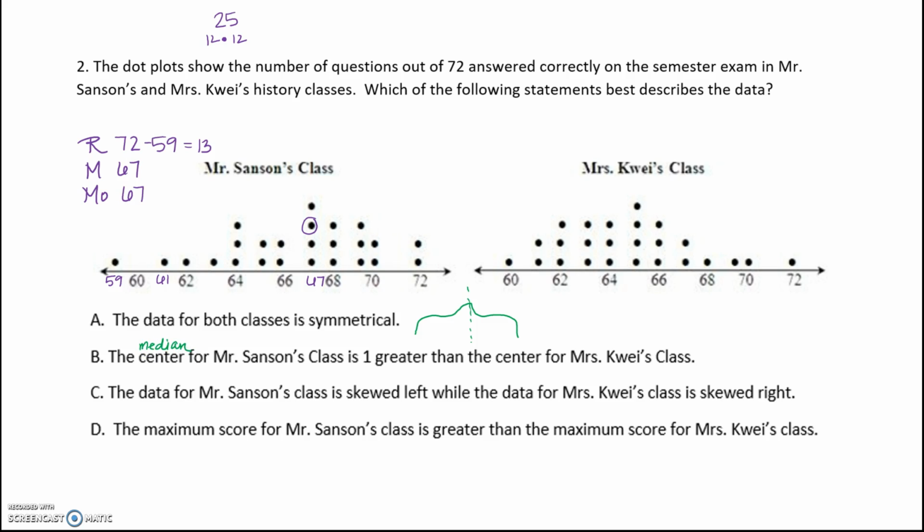Okay. And then the C says the data for Mr. Sanson's class is skewed left versus skewed right. Okay. So I want you to remember skewed left is like the dragon tails to the left, right? So you have a little bit and then a big hump over here, okay? That is skewed to the left. Skewed to the right would mean most of the data is on the left. We have only a little bit on the right, okay? And then maximum is the largest number. Okay. All right, you guys got this.